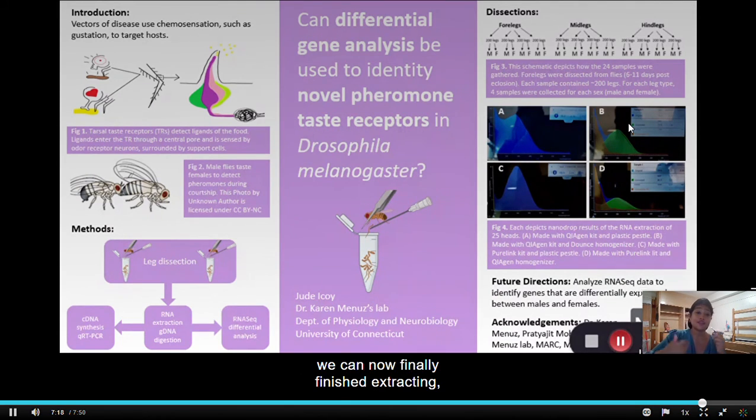So now that we have all of that sorted out with the RNA extraction process, we can now finally finish extracting all that RNA and send it to UConn CGI for sequencing. And then we can finally, hopefully, identify some of those genes that are differentially expressed between the sexes.